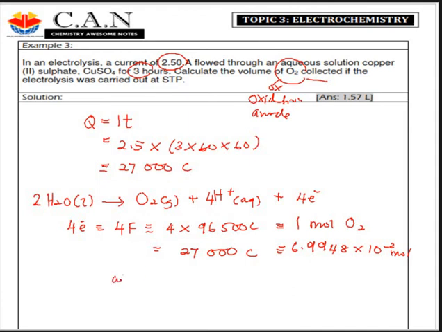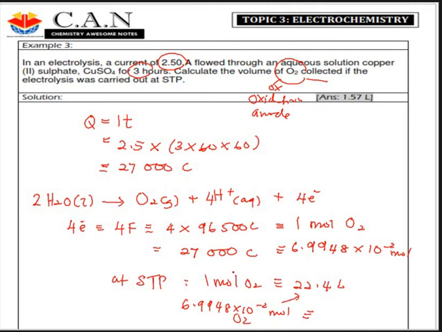So at STP, we know that 1 mole of any gas is equal to 22.4 liter. So if we have 6.9948 times 10 power negative 2 mole of O2, so it is equal to, so mole ni darab 22.4 bahagi 1, so kita akan dapat 1.57 liter. Alright. Okay, so kita dapat jawapan dia.